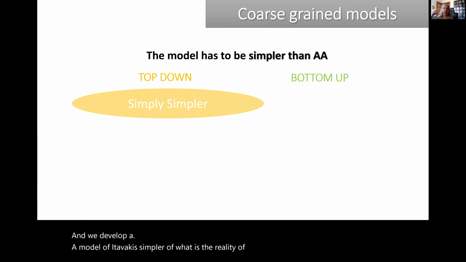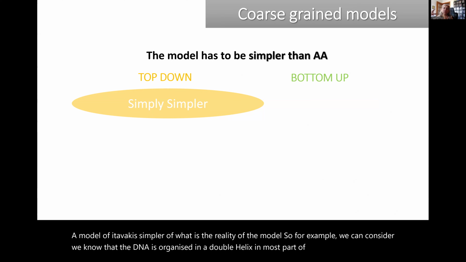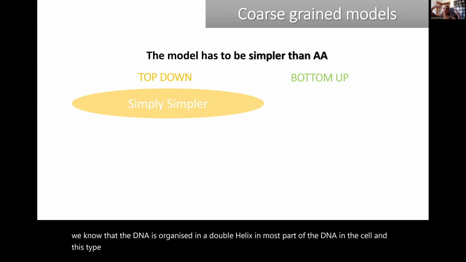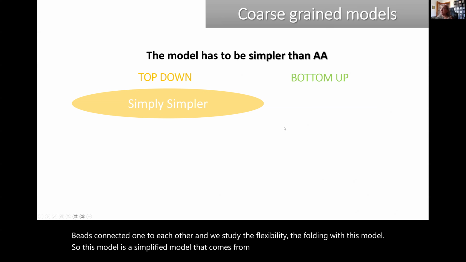So, for example, we know that the DNA is organized in a double helix in most of the DNA in the cell, and instead of considering all the atoms wrapping in the two chains, we consider the DNA chain as formed by beads connected one to each other. And we study the flexibility and the folding with this model. So this is a simplified model that comes from the macroscopic idea that we have of our system.